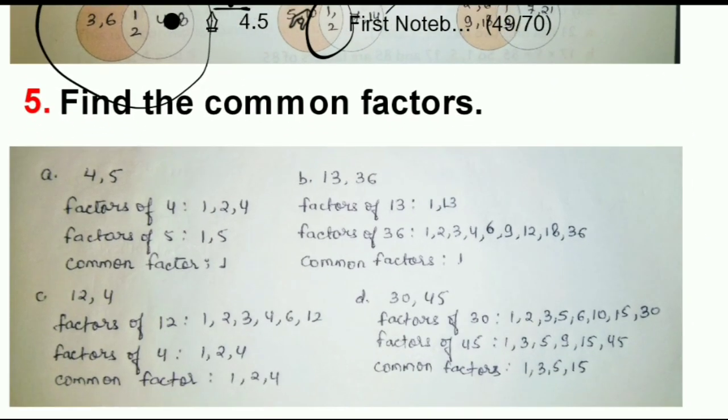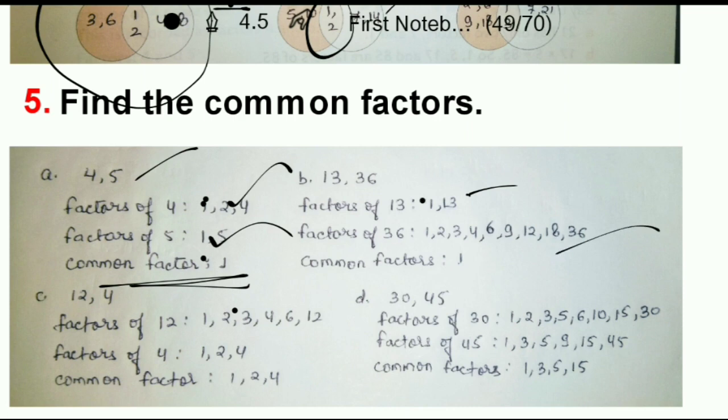Next, find the common factor. In this one, the same thing we can do. Factors of 4 are 1, 2 and 4. Factors of 5 are 1 and 5. The common factor is 1, because 1 is common in both the numbers. Next is 13 and 36. How to write 13? 1 and 13. And how to write 36? 1, 2, 3, 4 and so on are the factors of 36. Only 1 is common. So we can write it like this.